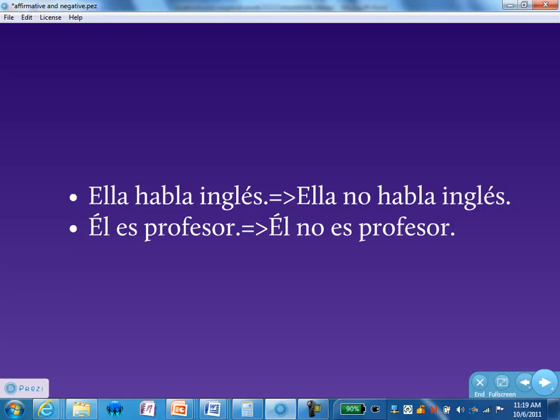So by putting the no in the statement, we're making the statement negative. Another way to think of no is by thinking of it as a negative word. Another example of an affirmative statement is él es profesor. He is a teacher. So this is an affirmative statement because this is something that is happening. The statement becomes negative when we put the no word there, the negative word, so that's él no es profesor. He is not a teacher.